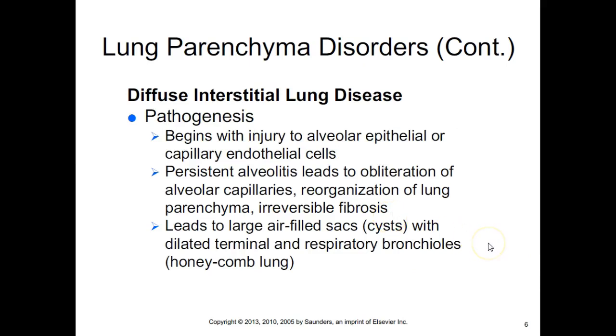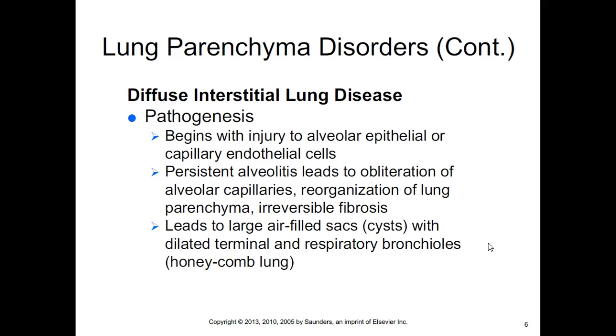So pathogenesis, this diffuse interstitial lung disease begins with some sort of injury in the alveolar epithelium, or capillary endothelial cells. Remember, the capillary endothelial cells are simple squamous, and so are the alveolar epithelial cells. They're both simple squamous. So they are very thin to allow for easy diffusion of oxygen and carbon dioxide. Right? So alveolitis can lead to obliteration of the alveolar capillaries, and then reorganization of the lung parenchyma. And so this can basically lead to irreversible fibrosis.